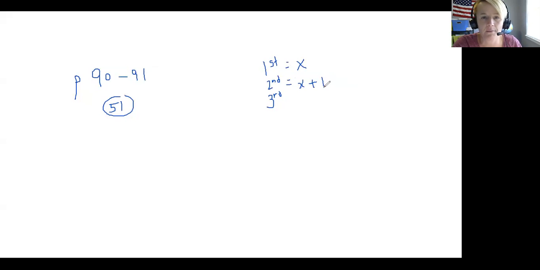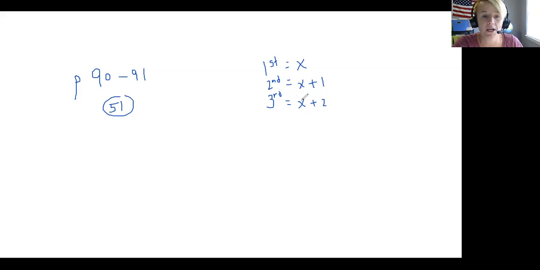So I'm just picking a number. Let's just say my first number was 5. Then the second number has to be X plus 1 because that would be 6. And then the third number has to be X plus 2 because that would be 7, if 5 happened to be my number. I don't know. Maybe it is. Let's find out.